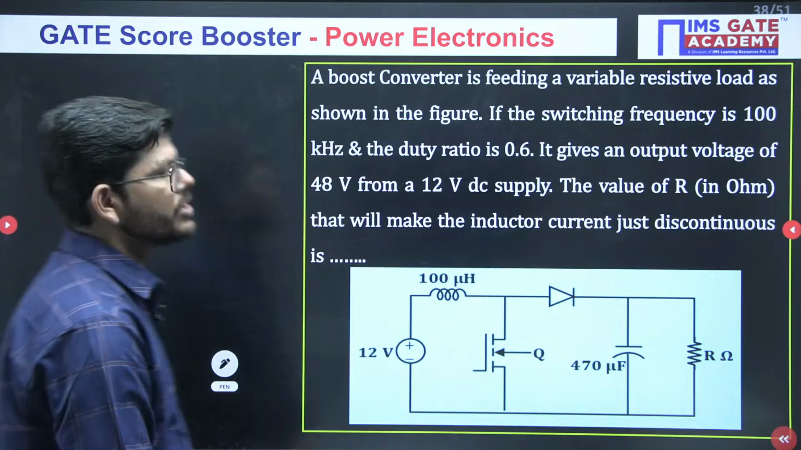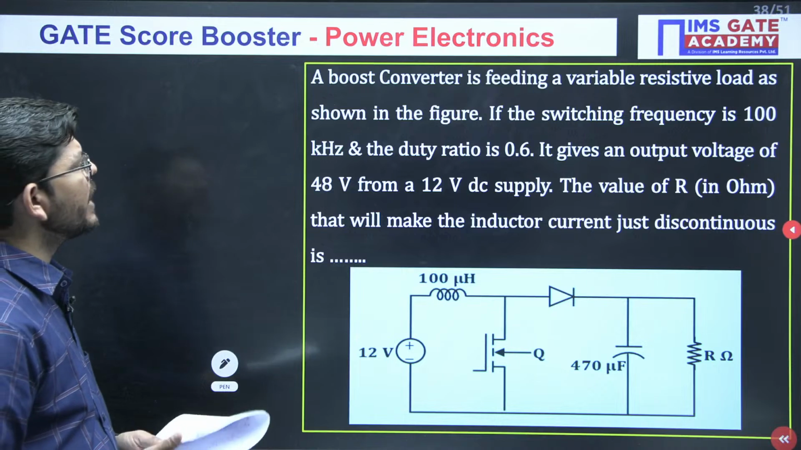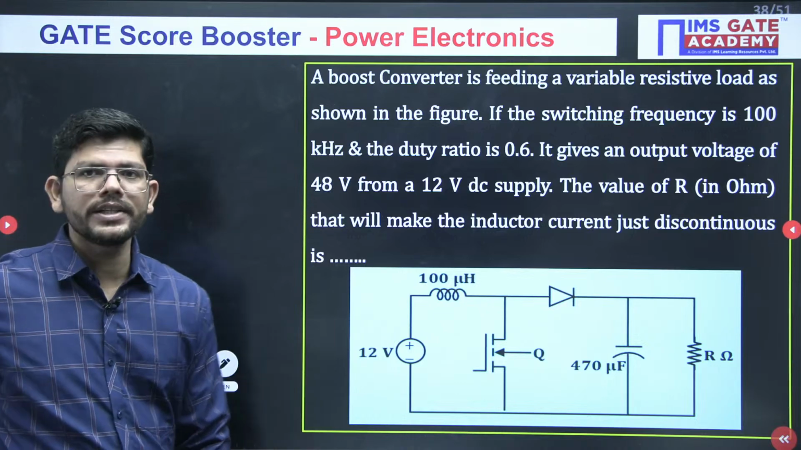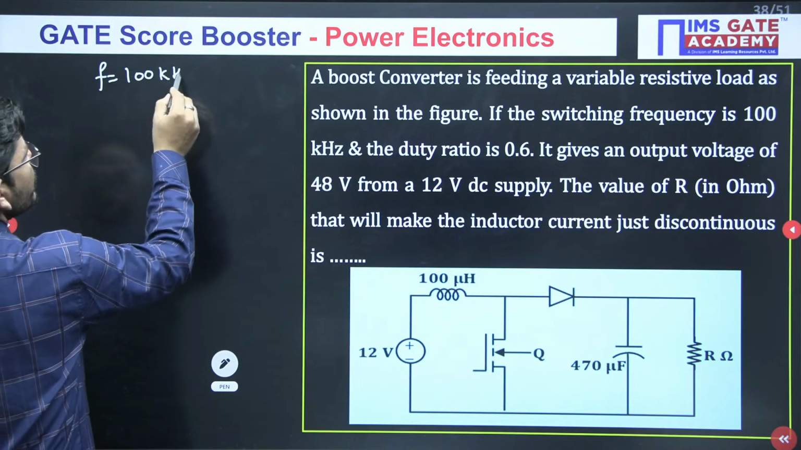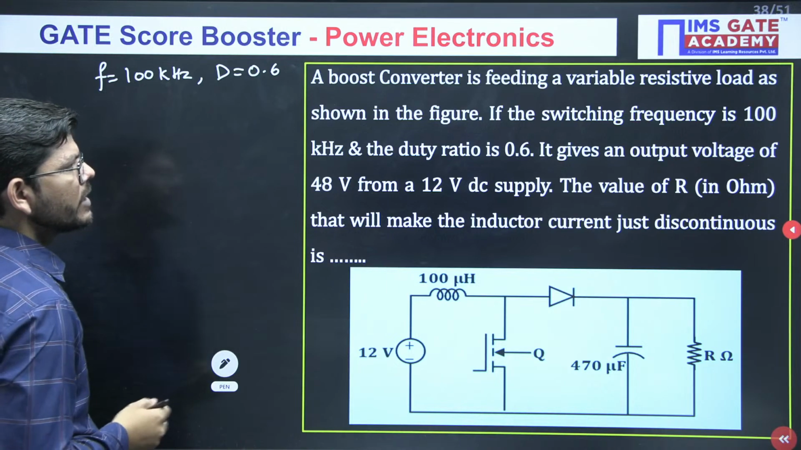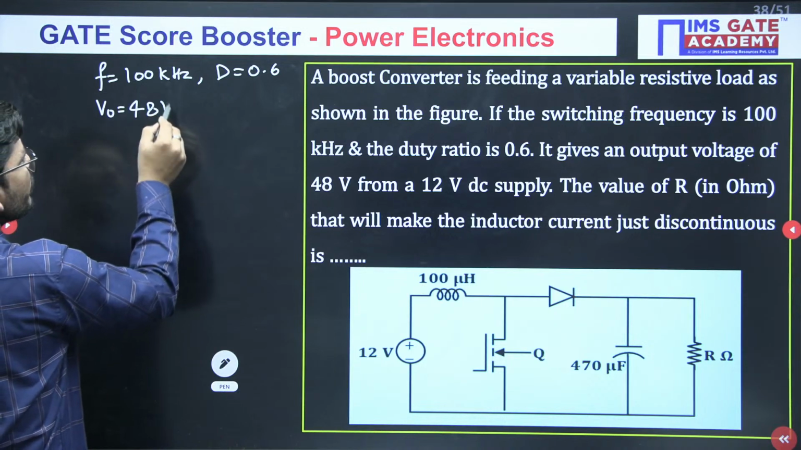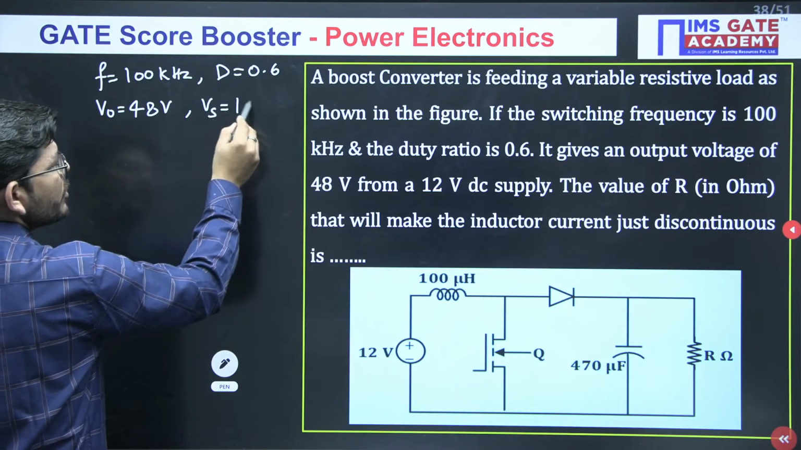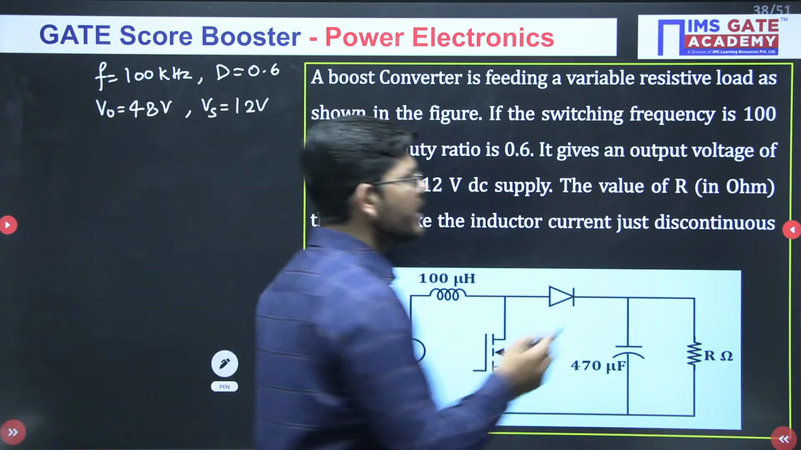Now moving towards the next question. Just see this question, which is very, very important. A boost converter is feeding a variable resistive load as shown in the figure. The switching frequency is 100 kilohertz and the duty ratio is 0.6. It gives an output voltage of 48 volt from a 12 volt supply, so Vs is 12 volt. Find the value of R that will make the inductor current just discontinuous.